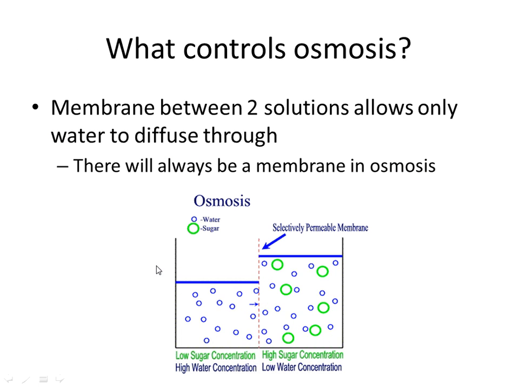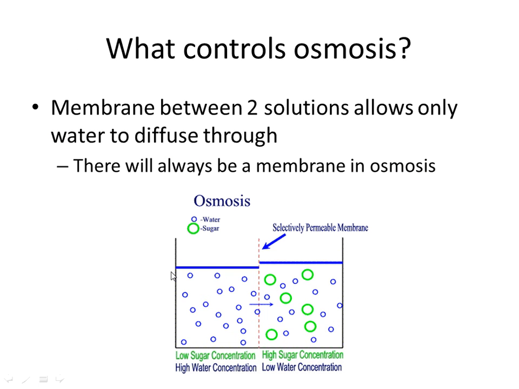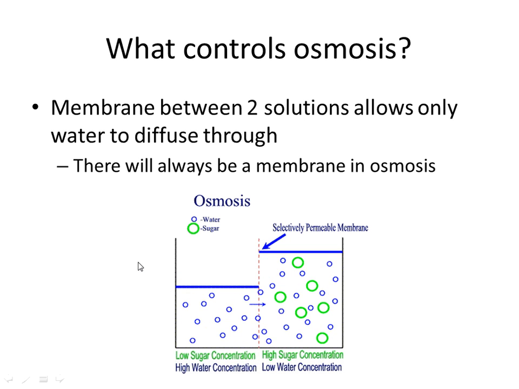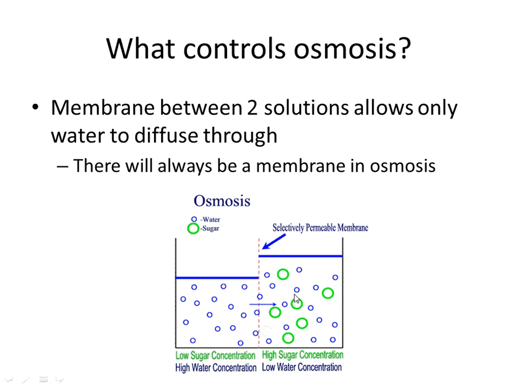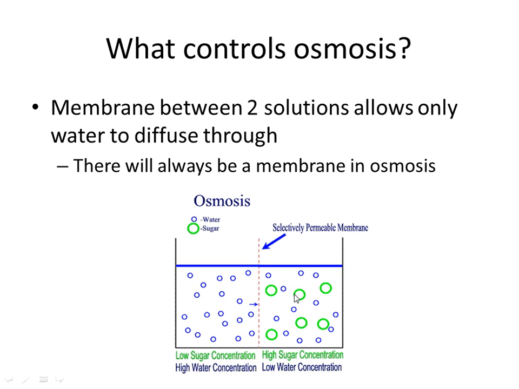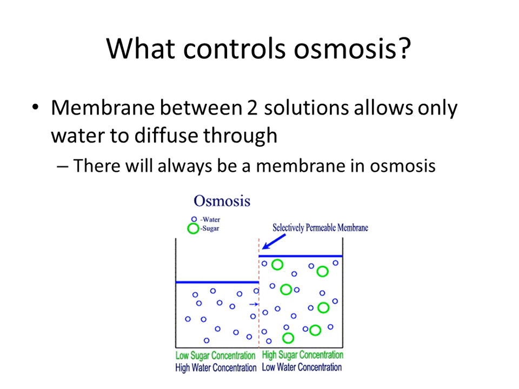Water is constantly moving back and forth through a selectively permeable membrane. But again, when it's moving from a high concentration to a low concentration, this is going to be osmosis.